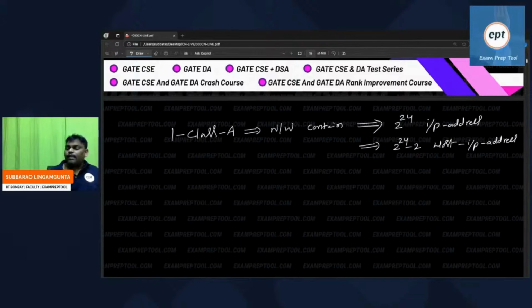One class A network contains 2 power 24 IP addresses. Out of them, first one you cannot use, last one you cannot use. So 2 power 24 minus 2 host IP addresses possible. Actual IPs are 2 power 24, host purpose is 2 power 24 minus 2. Is it okay?